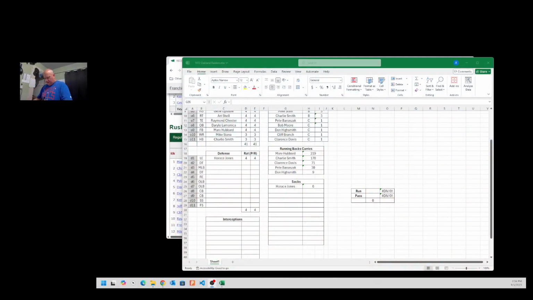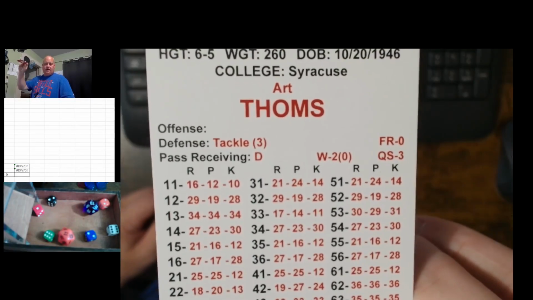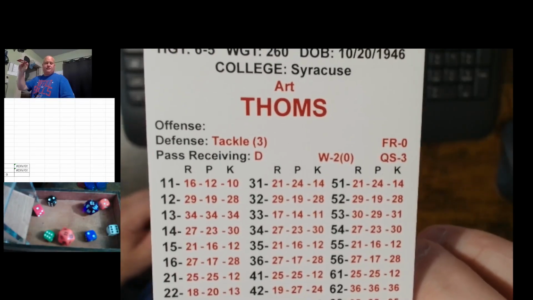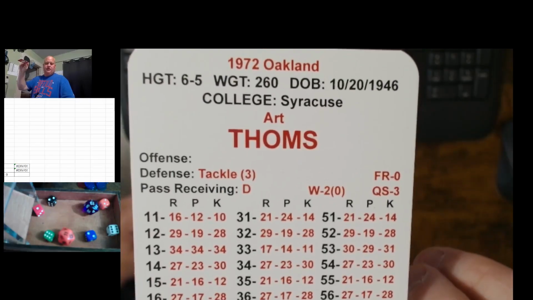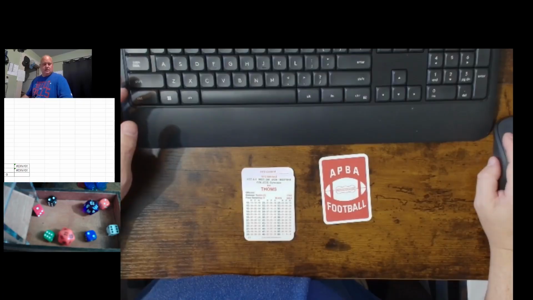Next, we're going to go Art Toms. Or is it Thoms? I assume it's Toms. Art Toms. He is a 3. Now he's a defensive tackle. But if you look, he's got W2 and QS3. He's also FR0 and W20. So if he gets a fumble recovery or an interception, he's not returning. He's falling on it right there. That 0 means 0 yards. But he gets interceptions and sacks. So we'll type him in there.